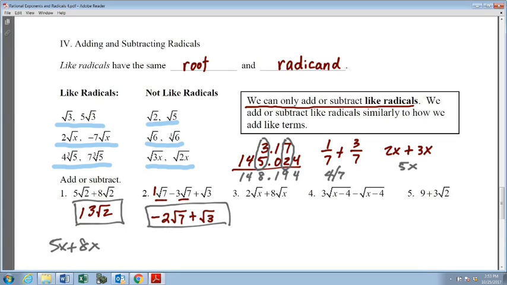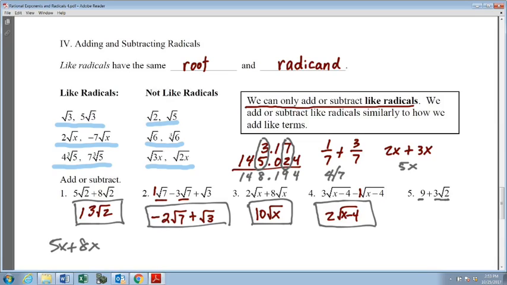On number 3, we're going to add the 2 and the 8 to get 10 square roots of x. Number 4 looks more complicated, but these are like radicals. And so we can just combine 3 and a minus 1 to get 2 square roots of x minus 4. Now when you look at number 5, notice this is a radical term, and certainly 9 is not.